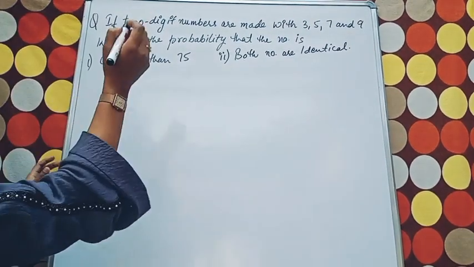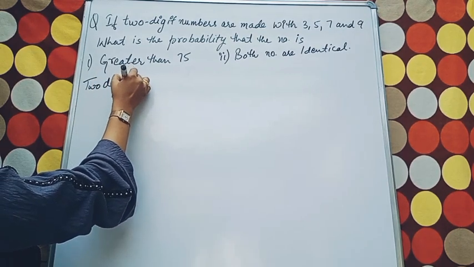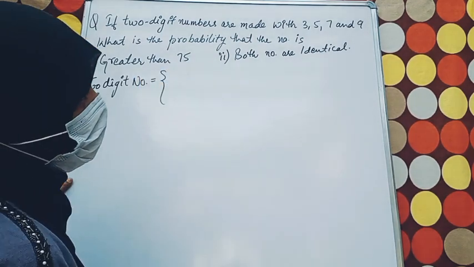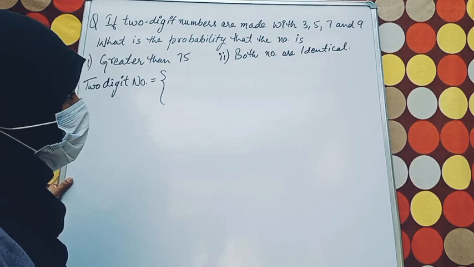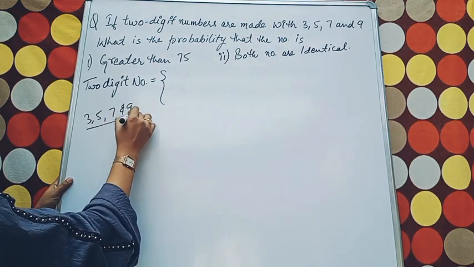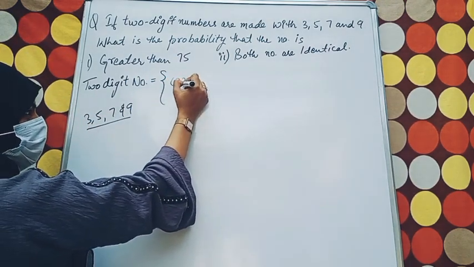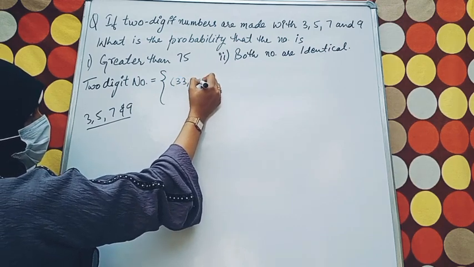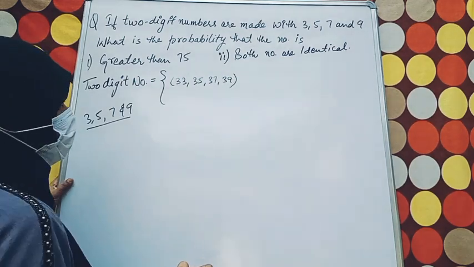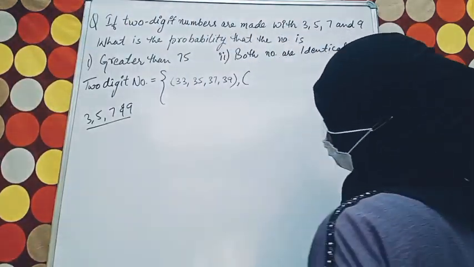So let's begin. So we will write 2-digit numbers equals to, we have to form with digits 3, 5, 7, 9. What are the digits? Digits are 3, 5, 7 and 9. By these we have to form 2-digit numbers. So let's begin. First we will begin with 3. 33, fine. 35, 37, 39. Okay. Then I'll make a pair with 5. So it can be what?